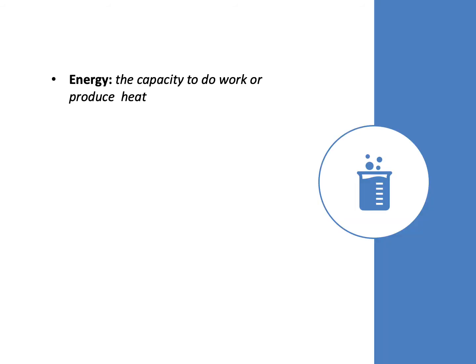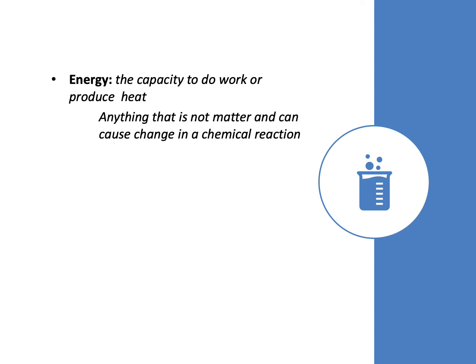This is on page 2 of your chapter packet. We'll talk about energy. It's the capacity to do work or to produce heat. So it's anything that is not matter and can cause a change in a chemical reaction, such as energy, all right? It's either going to be a reactant or a product, and we'll discuss that in the future. We have two types of energy that we're going to concern ourselves with: potential and also kinetic energy.